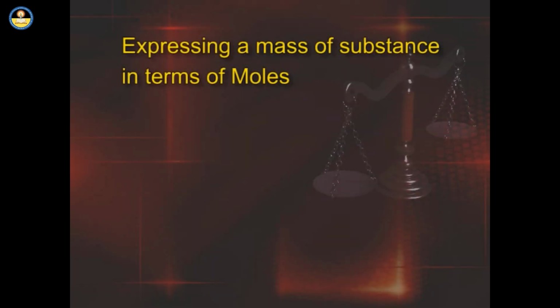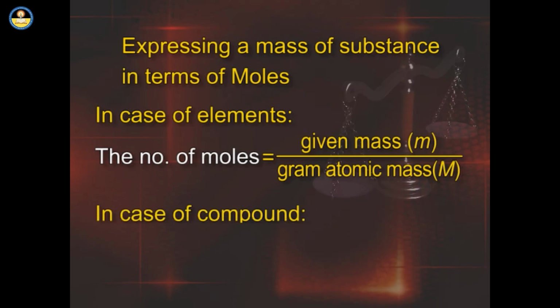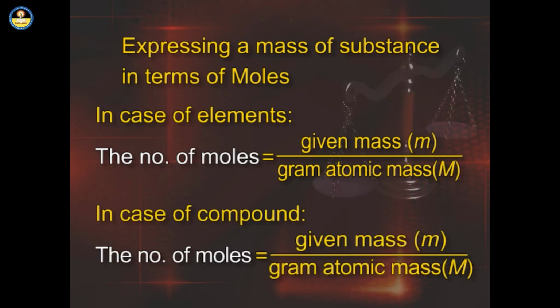We will now learn about expressing a mass of substance in terms of moles. In case of elements, the number of moles is equal to given mass m divided by gram atomic mass. In case of compound, the number of moles is equal to given mass divided by gram atomic mass.